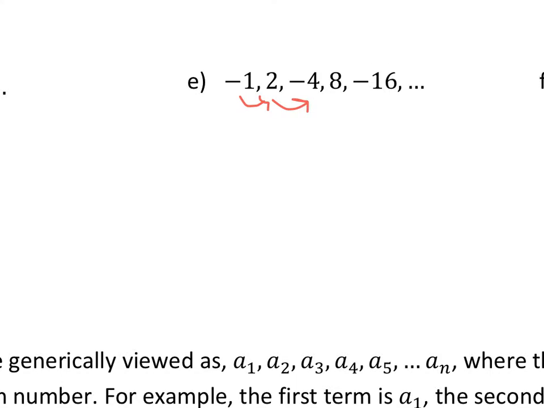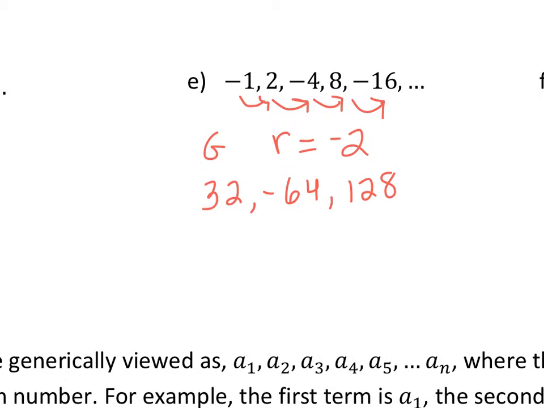Times negative 2 gives me negative 4. Times negative 2 gives me 8. Times negative 2 gives me negative 16. So this is geometric with the common ratio as negative 2. So if I continue the pattern, negative 16 times negative 2 is positive 32, then negative 64, then positive 128.